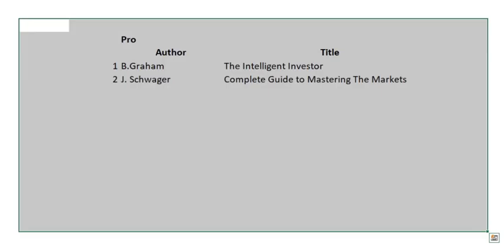Next, Jack Schwager, Complete Guide of Mastering the Markets. A good book for a start, for first steps in open markets, and here you can find information about charts, diagrams, indicators, and you can get a first view of what all these people do here.